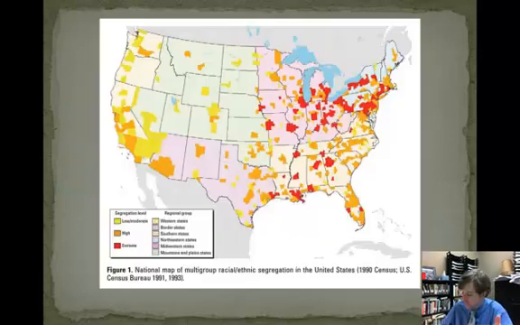And it's not just the South. In fact, the most segregated places of the United States are often in the North, in northern cities. So this is a 1990 map, but you can see segregation is very strong in northern cities. You have it in the South as well, but your highest levels of segregation are in the Northeast and the Midwest.